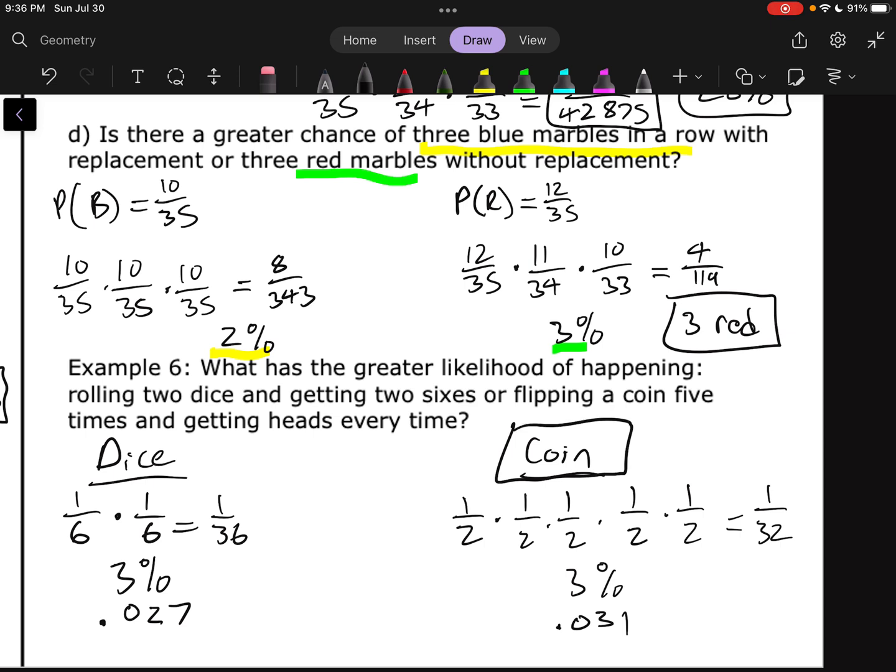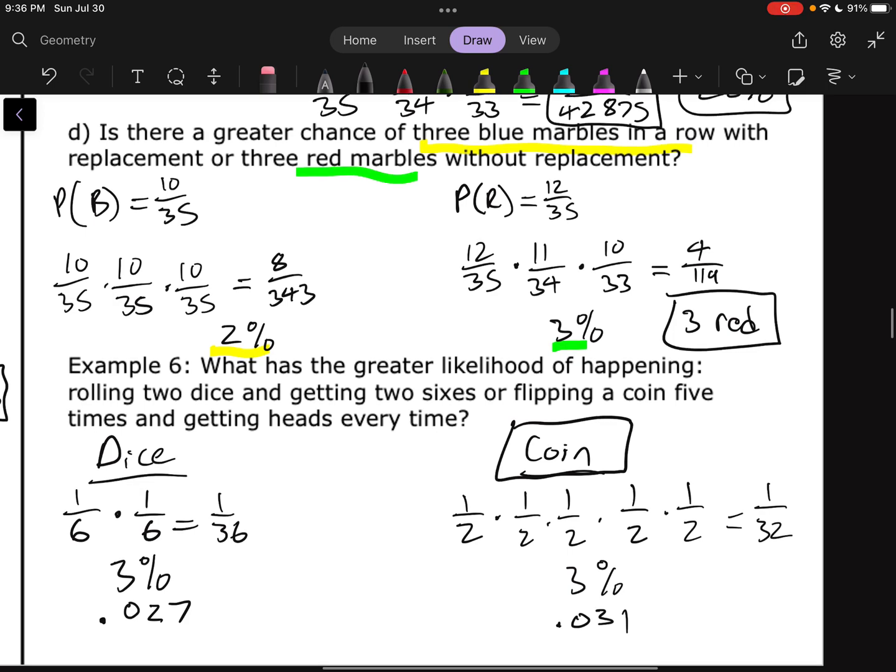We got better odds of flipping that coin 5 times and getting heads all 5 times than just rolling 2 dice and getting 2 sixes. I don't know about you, but naturally I would think that the dice have the better chance, but the odds were not in their favor.